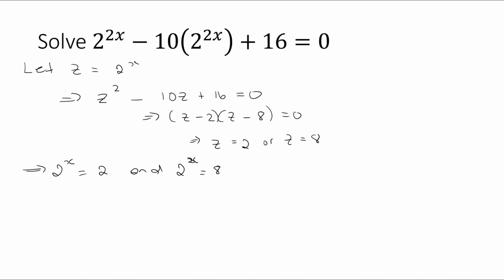Now you can go through the process of using the rules of logs, etc., but it's very easy to see by inspection that x must equal 1 or x equals 3, because 2 to the power of 3 is 8, 2 to the power of 1 is 2. But you could check that in the original expression. Then you know you were right.